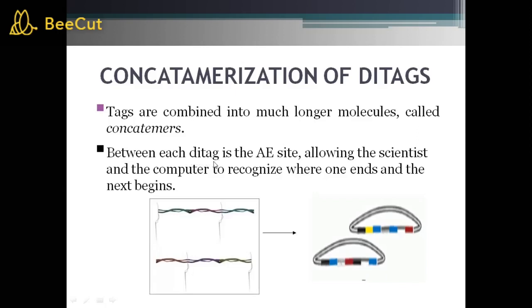In between each ditag, there is the anchoring enzyme recognition site, so by using this recognition sequence, it allows the scientist and computer to recognize where one tag sequence has ended and another tag sequence has started. So here you can see this particular ditag, and after that the anchoring enzyme recognition site.